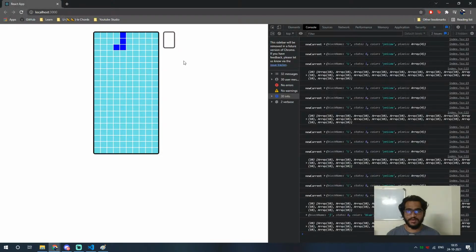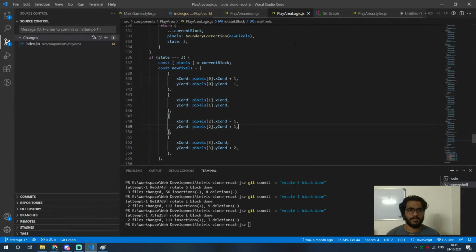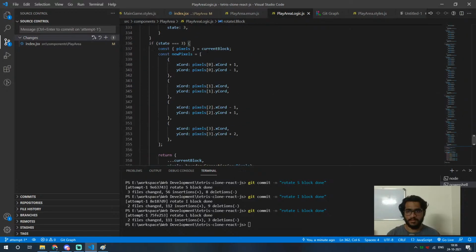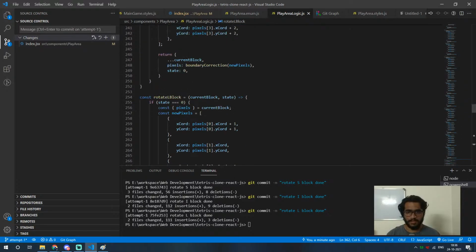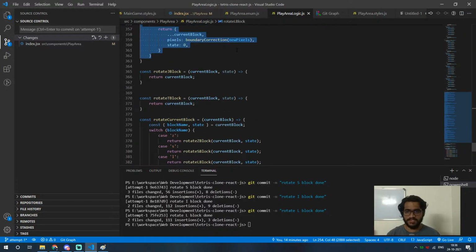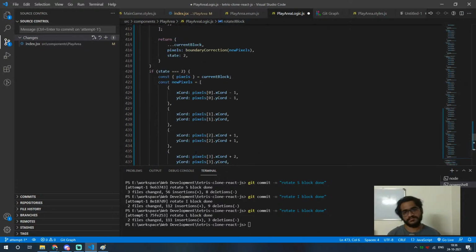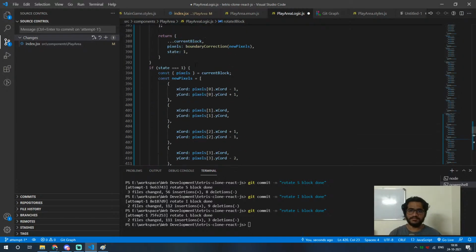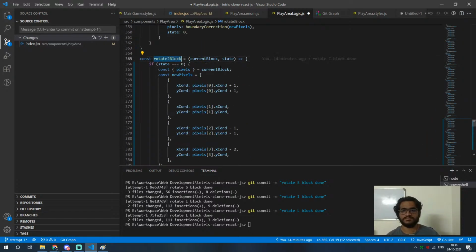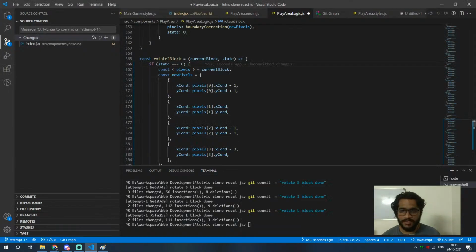So now for J block, again there would be 3 transitions and 4 states. Let's get right into it.